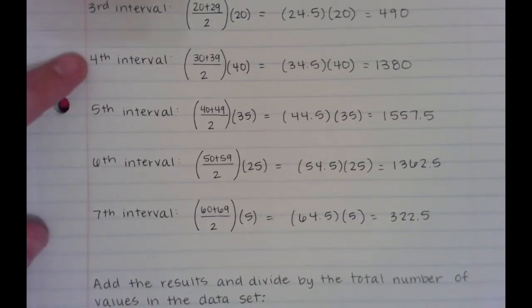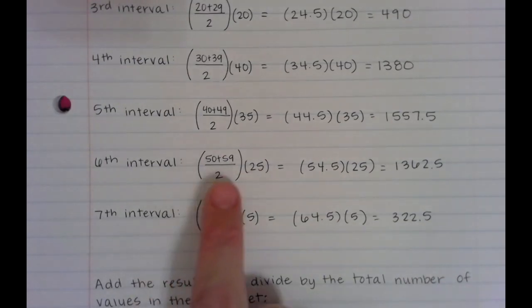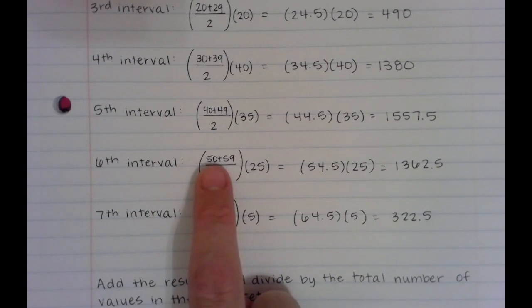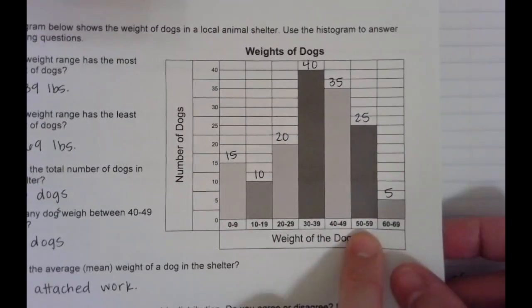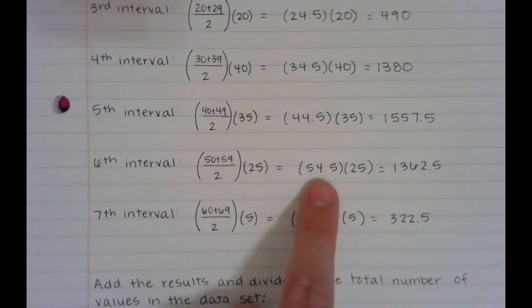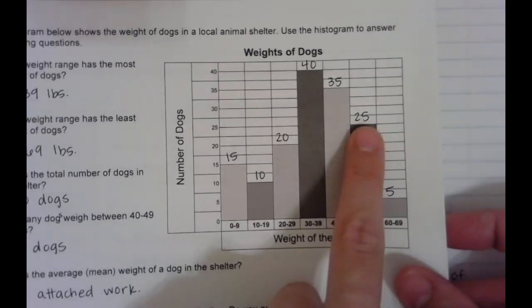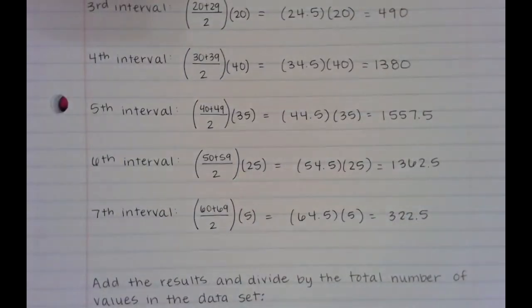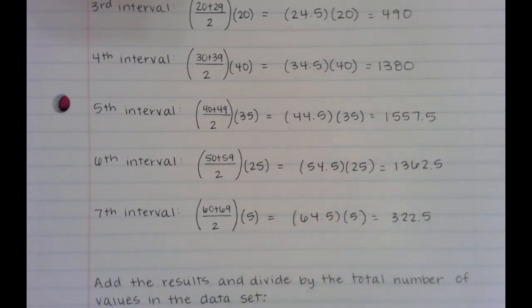You may have already copied down the one for the 4th interval, but here's the work for the 5th, 6th, and 7th interval. Again, these numbers on the top, this is the low number in the interval, this is the high number in the interval. I'm dividing by 2, and then multiplying by the number of values in that stack. Just to show you another example, for this 6th one, I did 50 plus 59 divided by 2. That's where I got the 54.5 from. The reason I'm multiplying this one by 25 is because when you look on the stack, there are 25 dogs, or values, in that data interval. Again, these numbers on the end come from multiplying this number times this number.